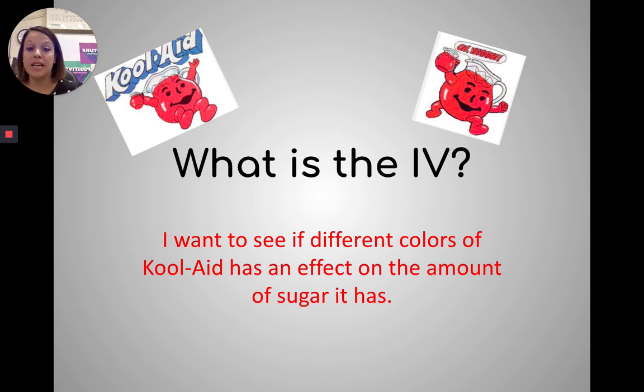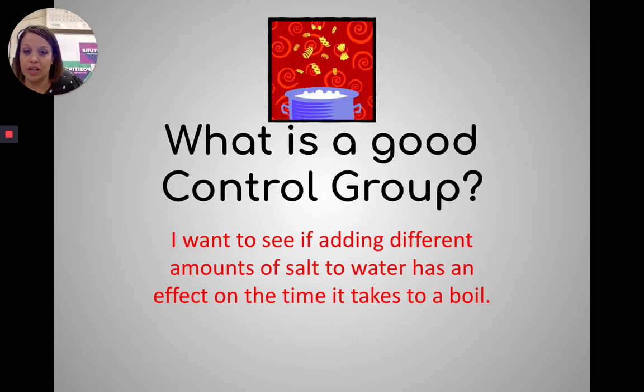Right. I'm changing the different colors. Okay, I'm changing the color of Kool-Aid, and that's my independent variable that I'm going to see if it has an effect on the amount of sugar.